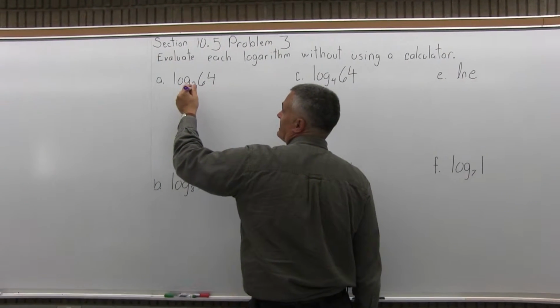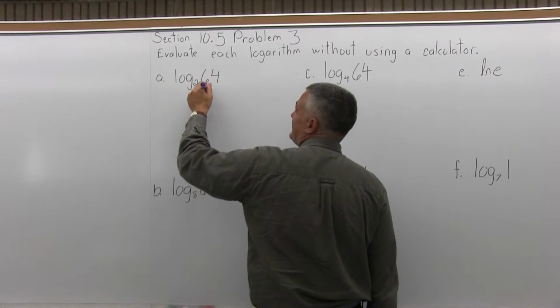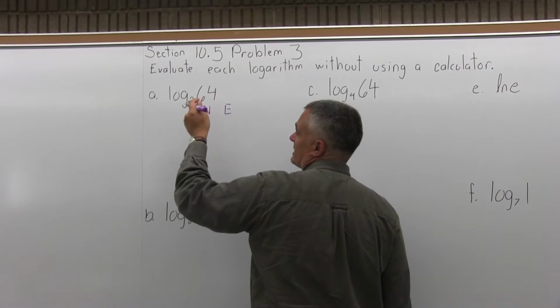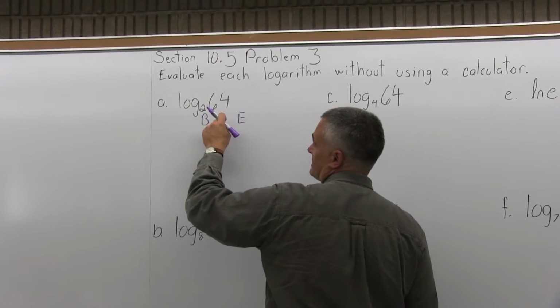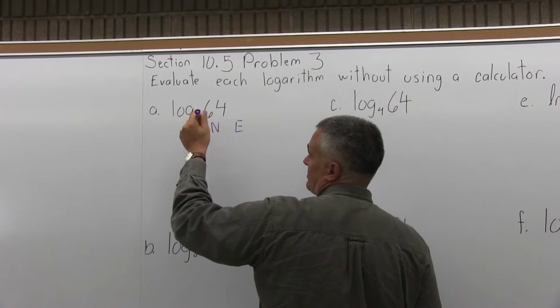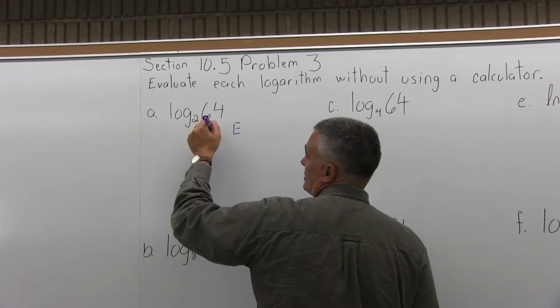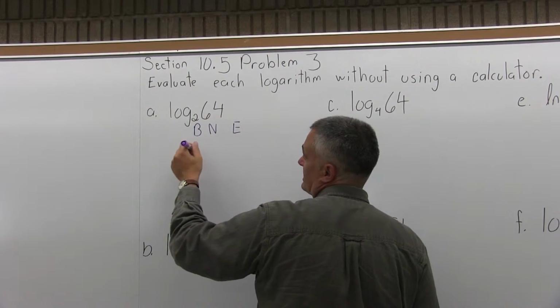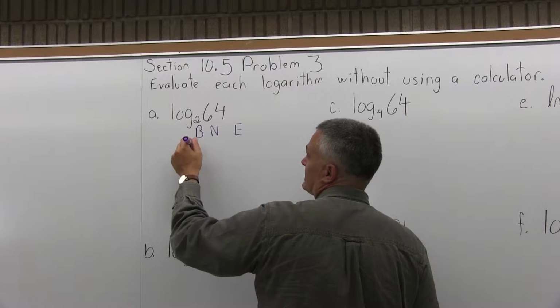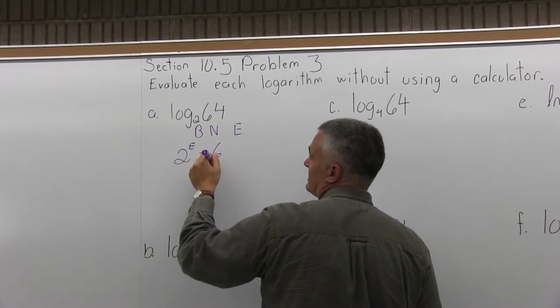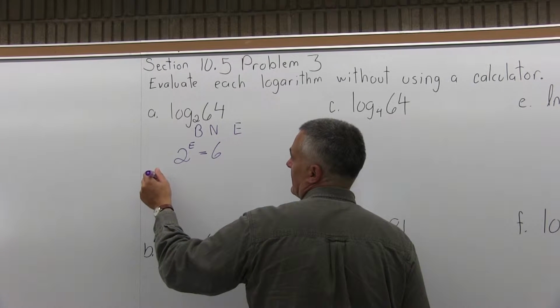Because again, in its log form, this is b n e. There's no exponent written, but that's what we're looking for. The b is for base, the n is for the number, the e is for the exponent. The base is 2, the number is 64. The exponent is unknown. So 2 to some exponent equals 64. Well, it would be 6.